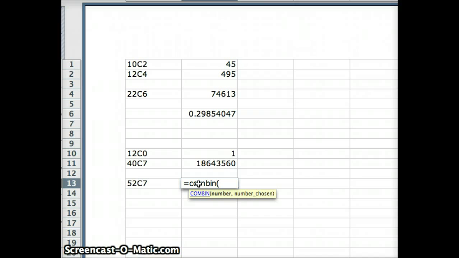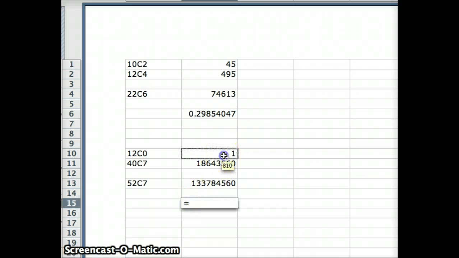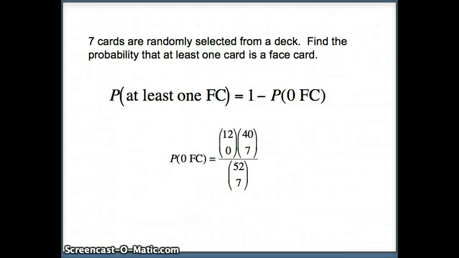equals combin 52, comma 7. We want to multiply the 2 numbers on top and divide by the number in the denominator. So equals this number times this number divided by this number, and our result is 0.139355. So what is that corresponding to? The 0.139355 or 0.1394 is the probability of 0 face cards.